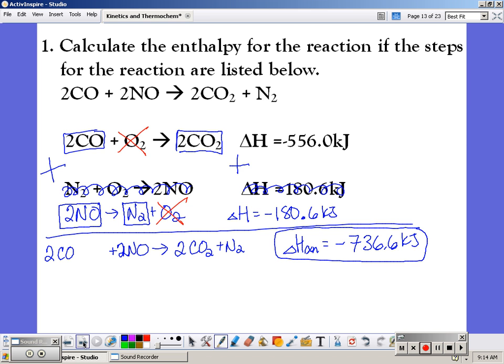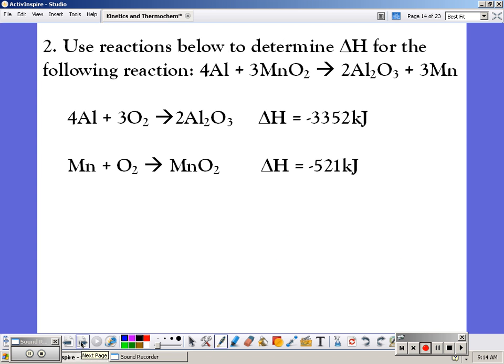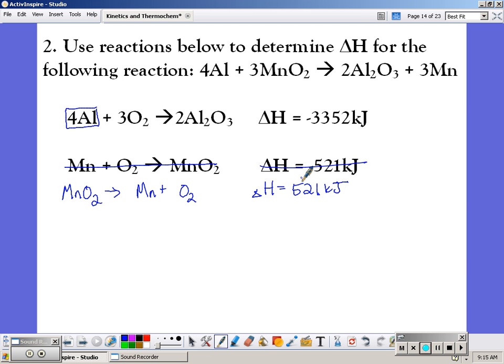Okay, so here I need 4 aluminums. I have my 4 aluminums as a reactant. 3 MnO2s. My MnO2 is a product, so I first need to flip this reaction. And I'm going to change the sign of my delta H. But I also need 3 magnesium oxides, so I'm going to multiply everything by 3, including my delta H value.